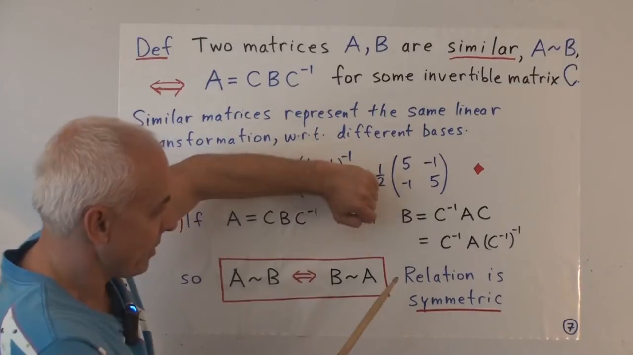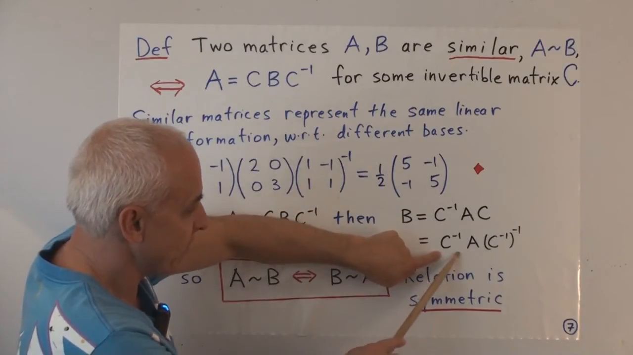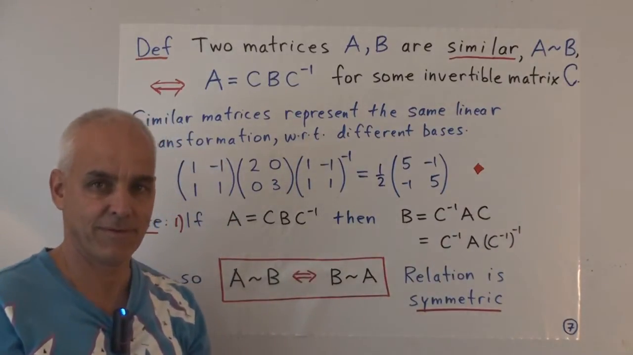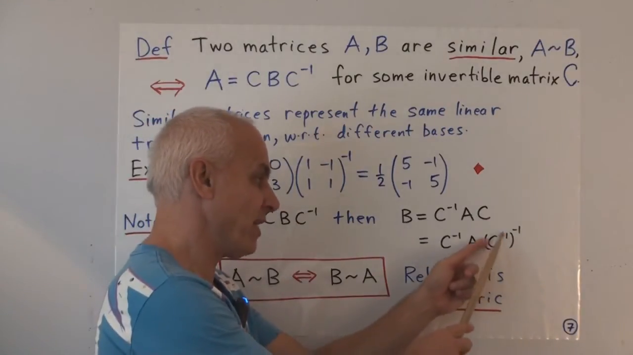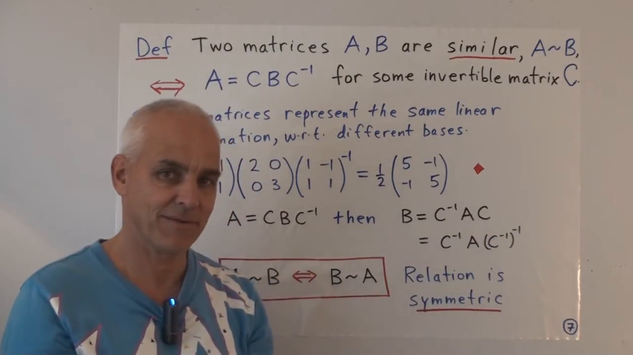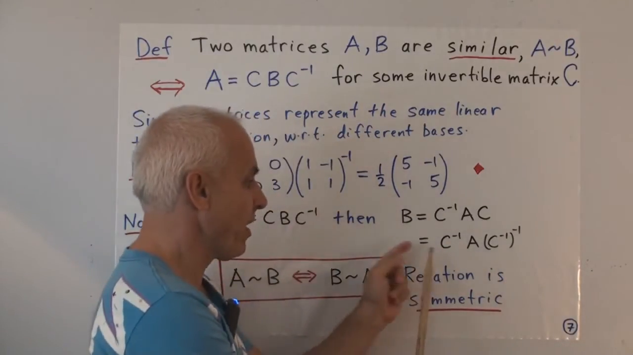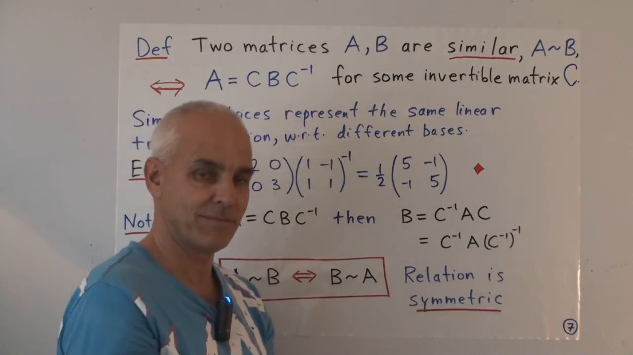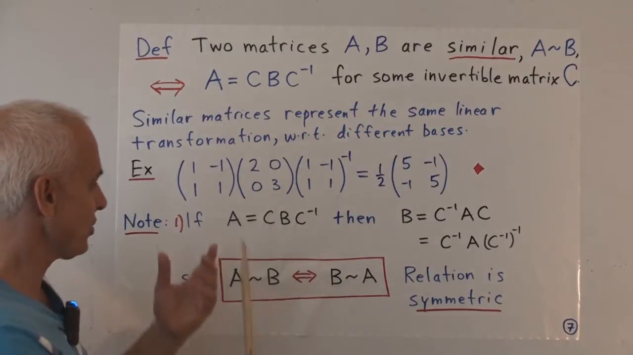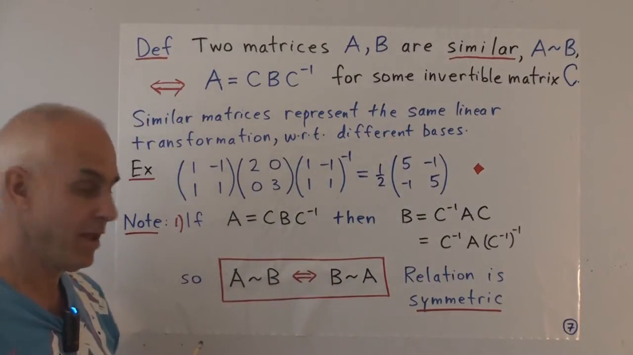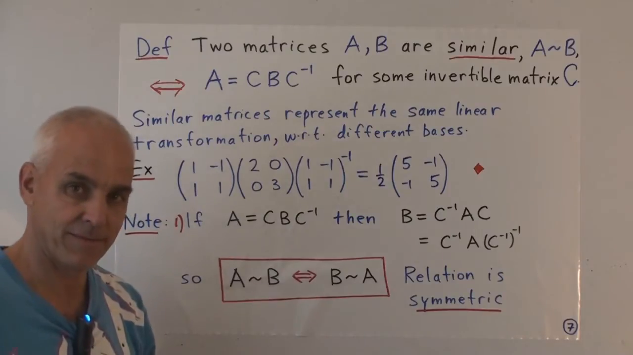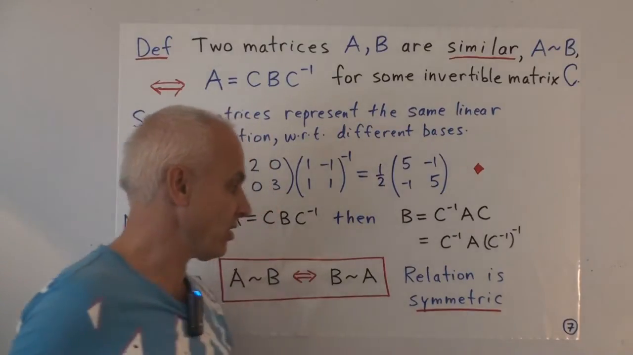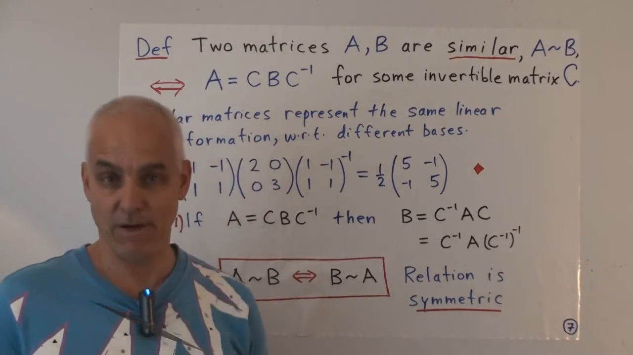Now that looks almost the same, and it pretty well is, if we rewrite it as C inverse times A times C inverse inverse. And that's allowed because the inverse of the inverse is the original matrix. Then we see that we have something of the form some matrix times A times that some matrix's inverse. So this shows that if A is similar to B, then B is similar to A. And that property is called the symmetric condition. So we say that the relation is symmetric.